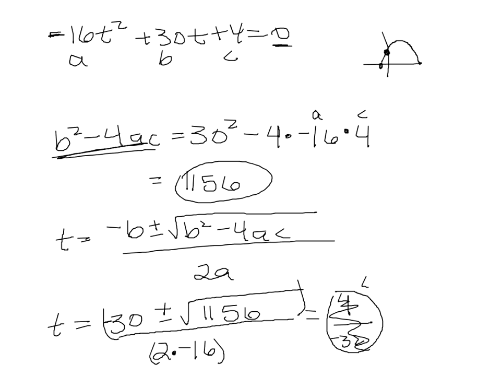So minus 30 minus the square root of 1156, that's minus 64, and then I divide that by minus 32, and I get 2. So the ball was in the air for 2 seconds. So that answers part C.